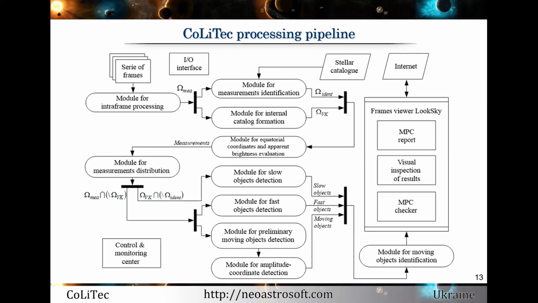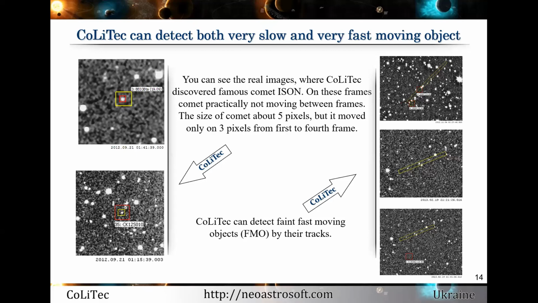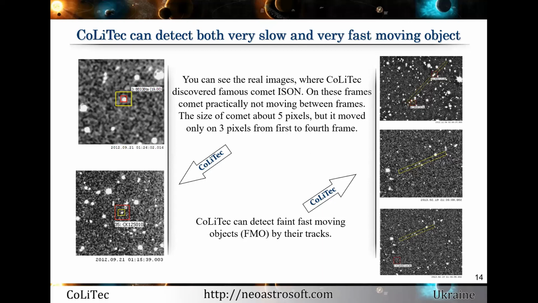On this slide, you can see the processing pipeline of the CoLiTec software. After intraframe processing, the classification of measurements is performed. The different classes contain measurements of objects with null, near zero, normal, and very fast apparent motion. Processing of these sets of objects is performed in parallel. This approach also reduces the execution time. CoLiTec has abilities for detecting very slow and very fast objects. The range of visible velocities of detected objects is from 0.7 to 40 pixels per frame.